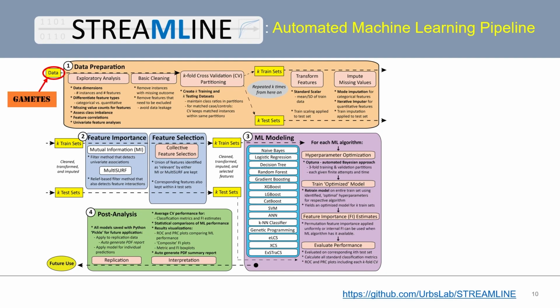To illustrate why STREAMLINE is currently the hub of our research program, our data simulation tool GAMETES allows us to generate different data types to conduct machine learning experiments. Furthermore, our feature selection software ReBATE is integrated into the STREAMLINE pipeline, and the rule-based machine learning algorithms we developed, including ExSTRACS, have also been integrated alongside other well-known machine learning algorithms that have been added to the STREAMLINE framework.